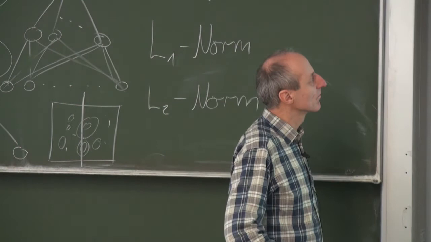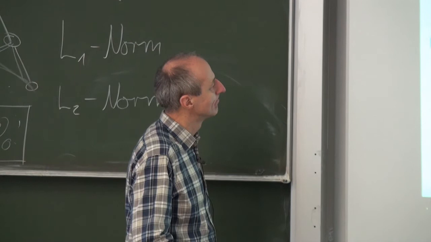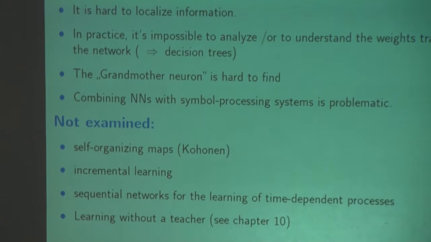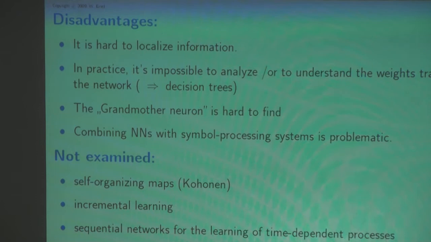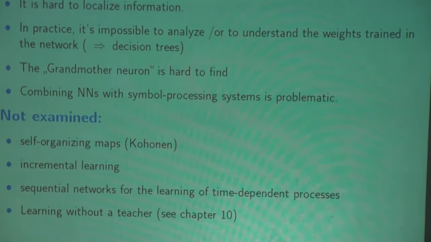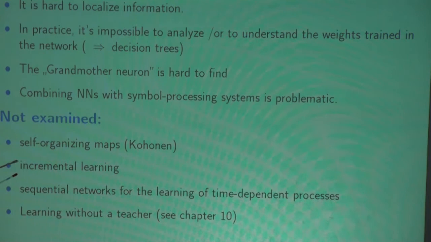Okay, yeah. And that's, of course, one of the reasons why it's so difficult to combine neural networks with classical software engineering, with classical logic. Yeah. Okay, and what I did not present was, for example, the so-called self-organizing maps by Kohonen, which is a fascinating algorithm. We also didn't talk about incremental learning.